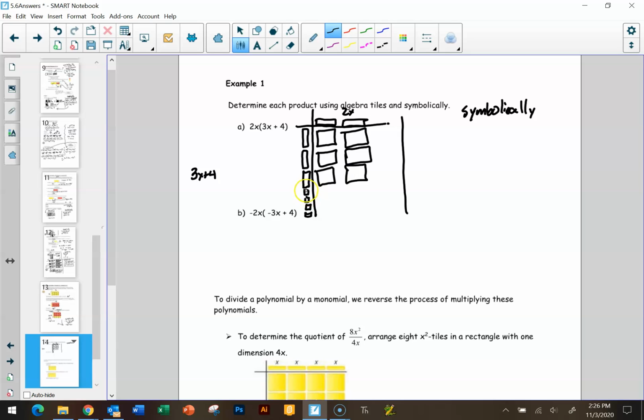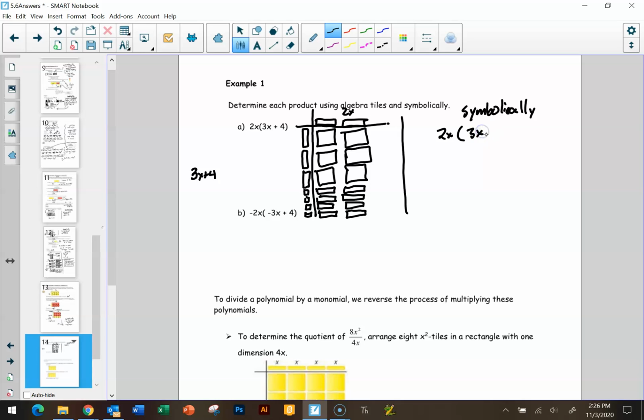And then for these guys, they have to be short on this edge, and they have to be long on this edge, which means they're going to be the rectangles. And everything in this question is positive, so we don't have to shade any of these. And you should have the exact same thing in both columns, and you need to have the exact same thing in each row. So let's do this symbolically now using our distributive property.